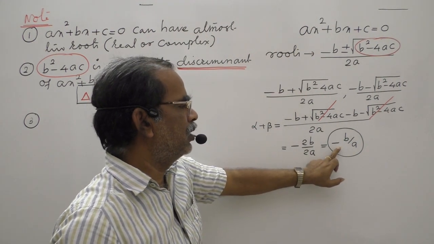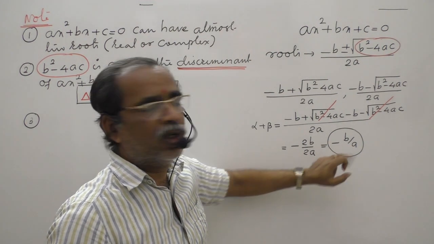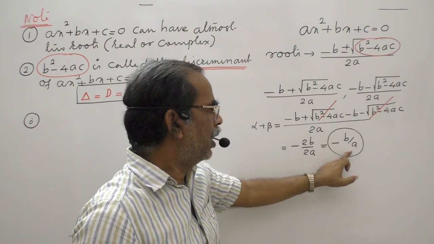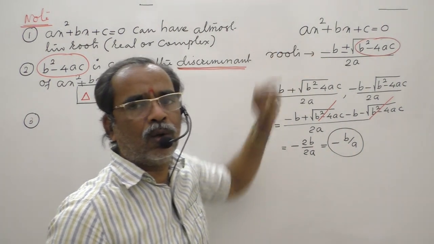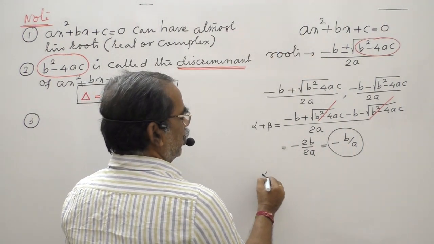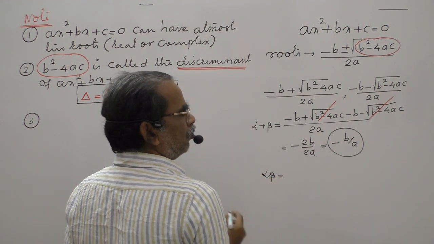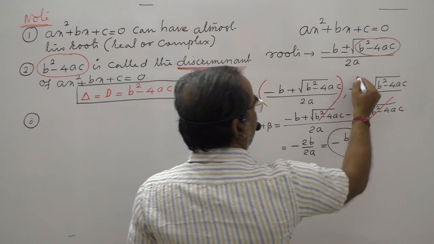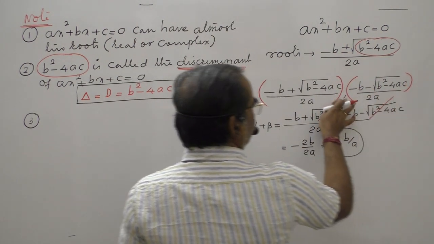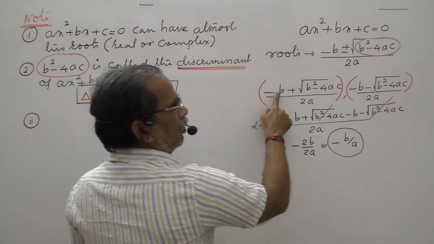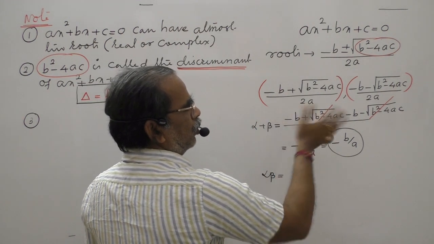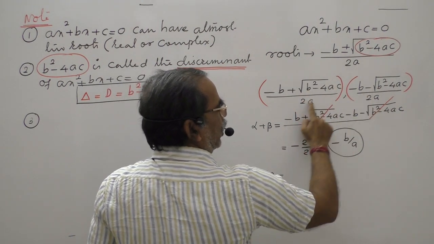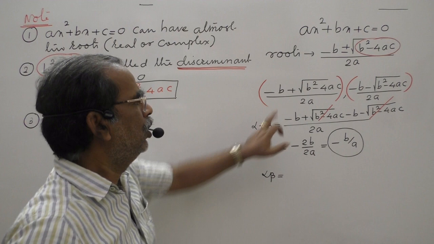Therefore, this quadratic equation will have two roots at most, of course. Sum of the roots is minus b by a. That is minus of, what is b? x coefficient, by a, which is the x square coefficient. Similarly, you can see their product. Product means you are supposed to take the product of this and this. See carefully. This 2a divides away, of course. When you are multiplying these two fractions, you should multiply numerators and denominators.